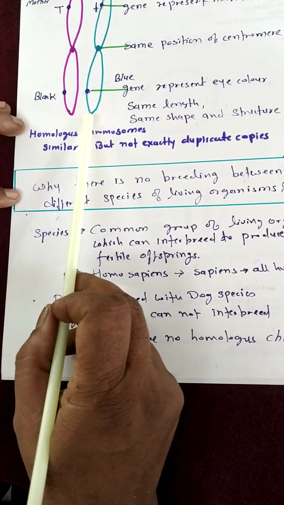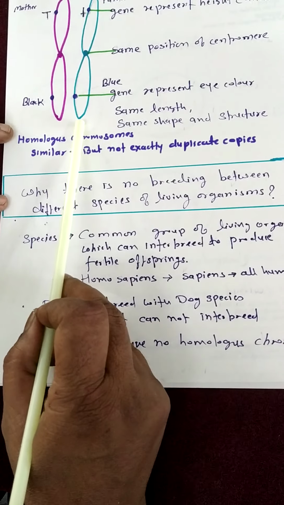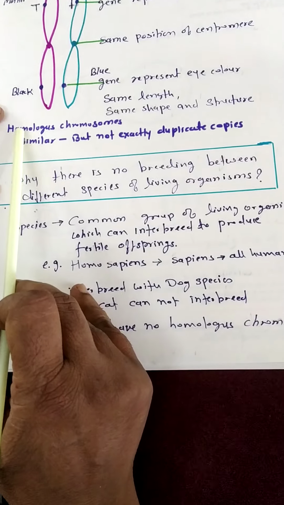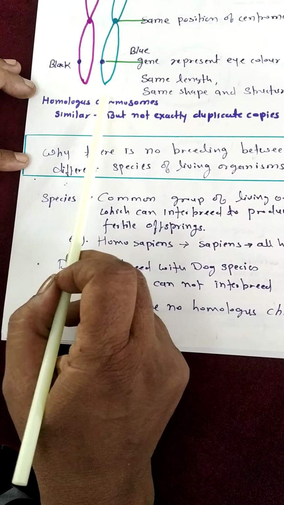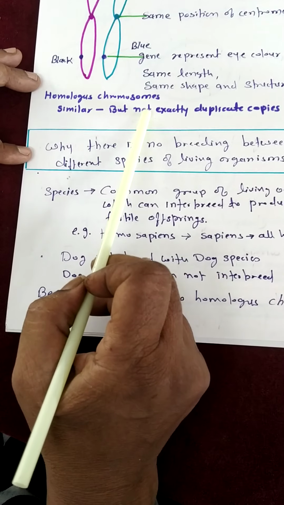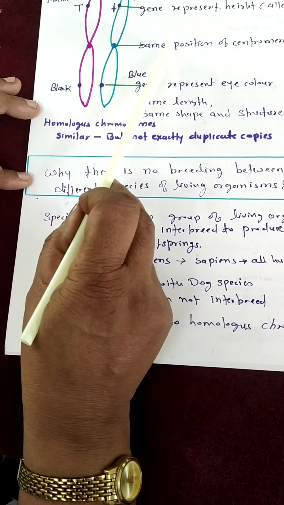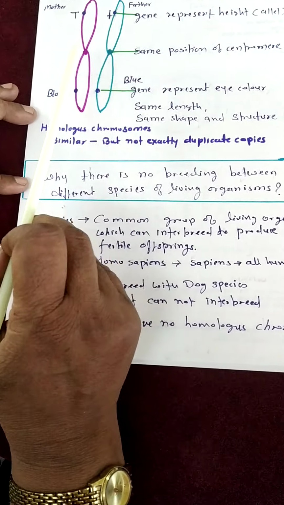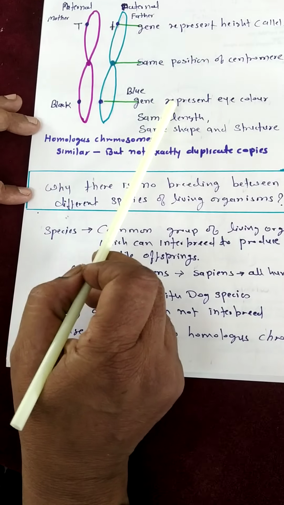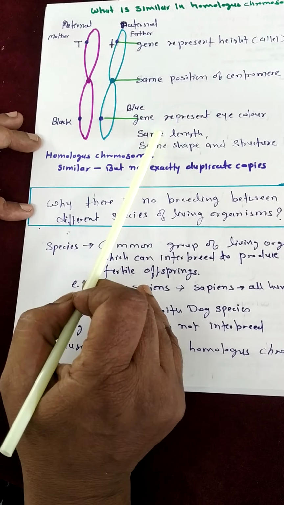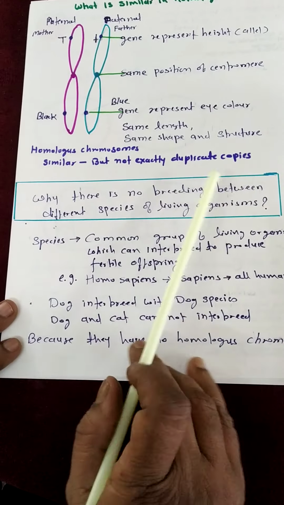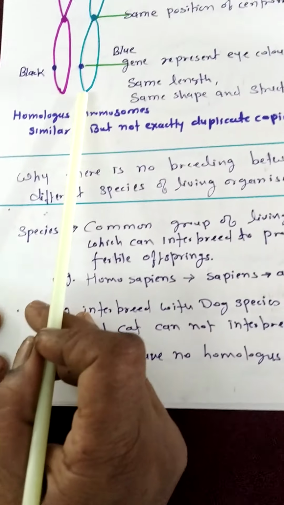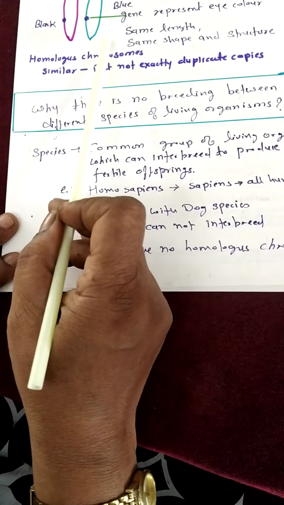Such a pairing of chromosomes from mother and father is called the homologous chromosome. This pair is called homologous chromosomes because they have the same position of centromere, same length, and same types of genes and their positions. Such similarity and pairing of maternal and paternal chromosomes is called homologous chromosomes.